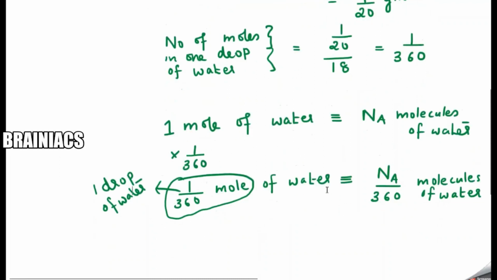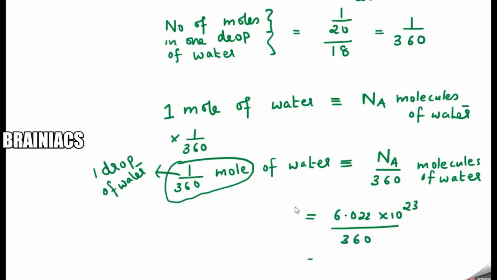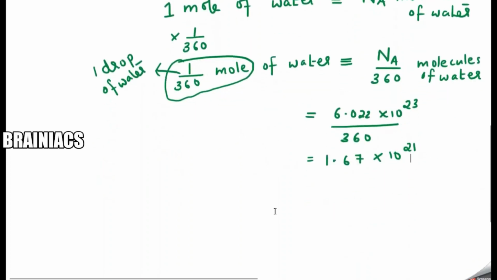So this is the answer, but the options are given in numbers. So how to do it? We will say 6.022 into 10 power 23 divided by 360. So what will this value become? If you do it, this value will be 1.67 into 10 power 21. So right now we know one drop of water has how many molecules?